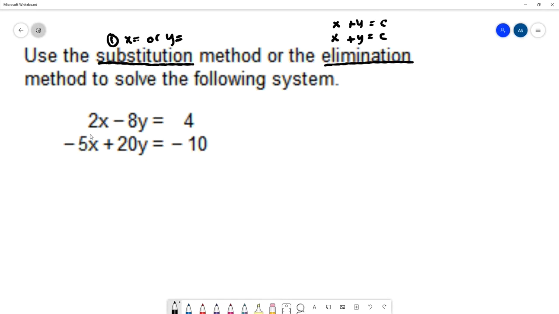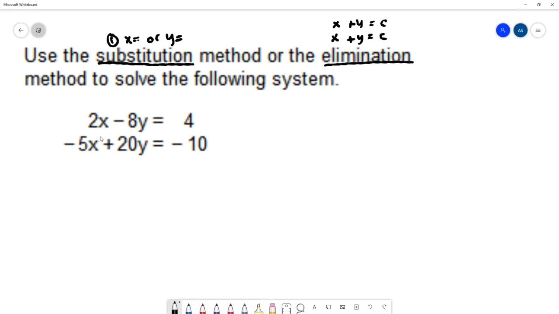So in this example, it's already in the state that's closer to the first step of the elimination method. So I'm going to choose the elimination method. You can still use the substitution method if you like that better. But if I'm going to use the elimination method, I've got my x's lined up, my y's, my equals, my constants, and I need to decide which variable I'm going to eliminate.